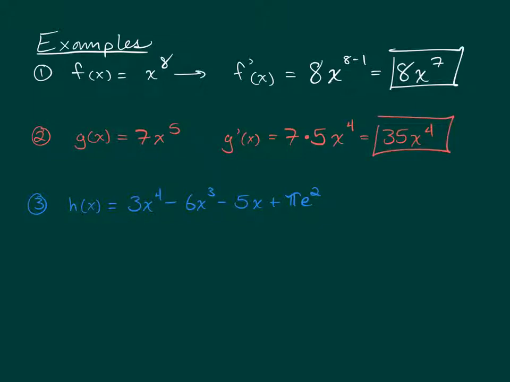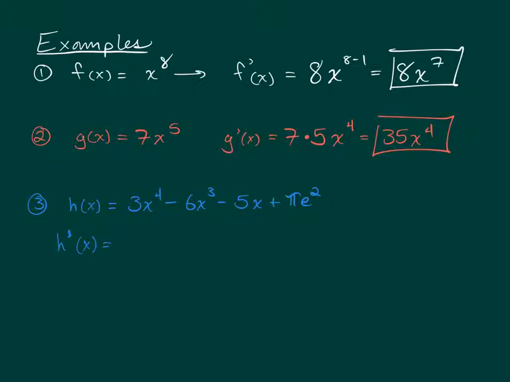Now in this last example, you can see that we have many terms. So 3x to the 4th minus 6x cubed minus 5x plus pi e squared. Okay, so I guess if we're going to find h prime of x, we should use the power rule here, and I'm going to shorten this using the constant multiple rule, power rule. I'm going to shorten this even more.